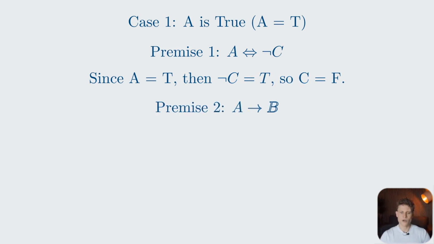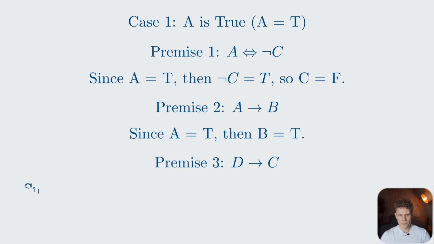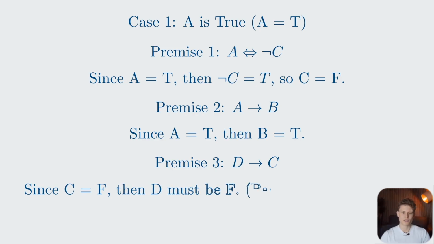Now let's use premise 2, A implies B. Since we know A is true, it follows that B must be true. So Ben attends. Let's turn to premise 3, D implies C. We already determined that C is false. For a conditional statement like D implies C to be true, if the conclusion C is false, the premise D must also be false. Therefore, David does not attend.